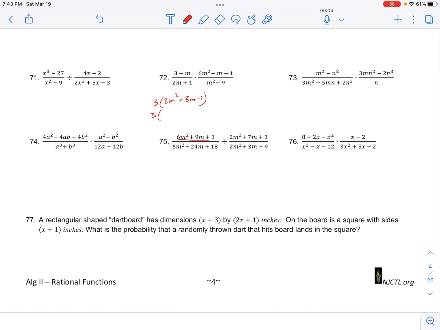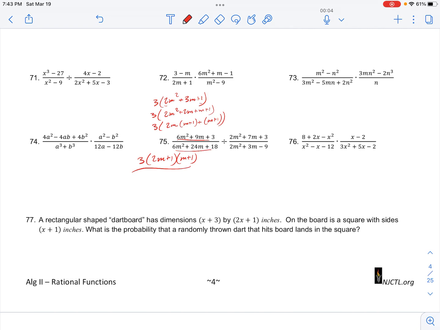So we want to multiply to get to 2, add to 3. So you can have 2m squared plus 2m plus m plus 1. Then we factor this as 2m times m plus 1 plus 1 times m plus 1. So this turns into a 3 times 2m plus 1 times m plus 1.